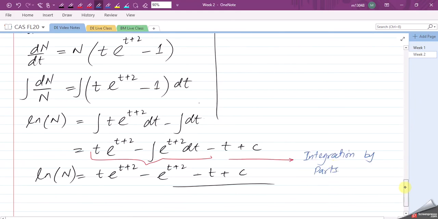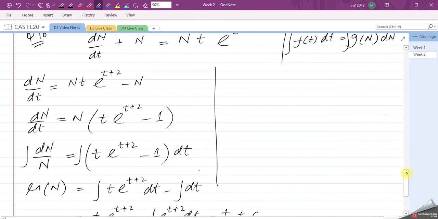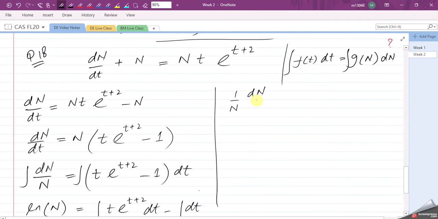Right. Let's see one more approach to the same question. What if I divide the whole equation by n? 1 over n. Show you the equation. dn over dt plus 1 equals t e raised to power t plus 2. So we divide 1 by n over here. When we divide 1 by n here, it becomes 1. And when we divide n here, n and n cancels.